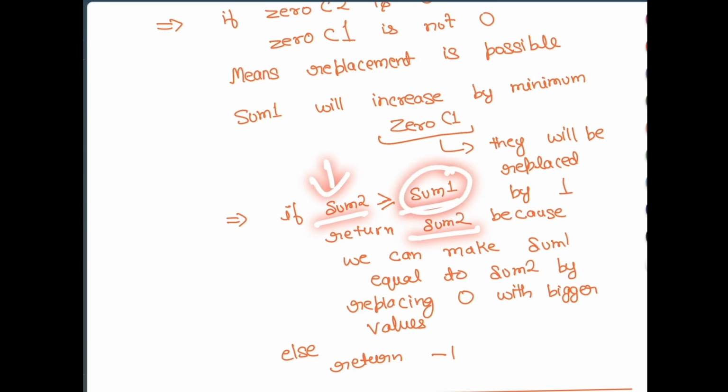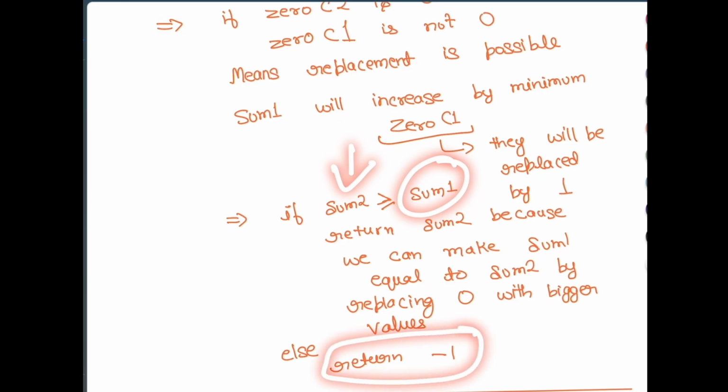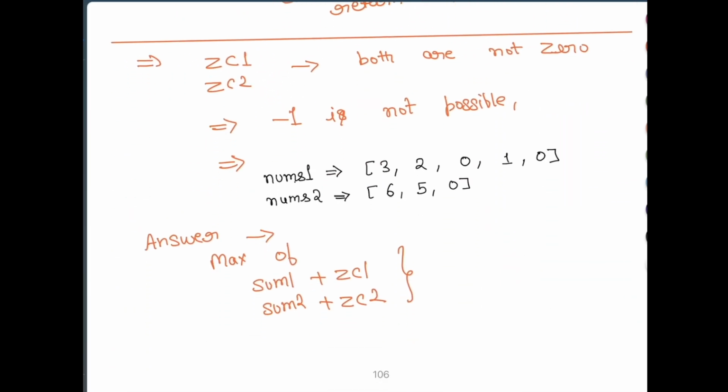But if it is less, then we cannot make sum 1 equal to sum 2, so we are going to return -1. Now the next and the last possibility is that the zero count in both the arrays is not 0. It means that there are a few numbers in both the arrays which can be replaced. In this case, -1 is not possible.